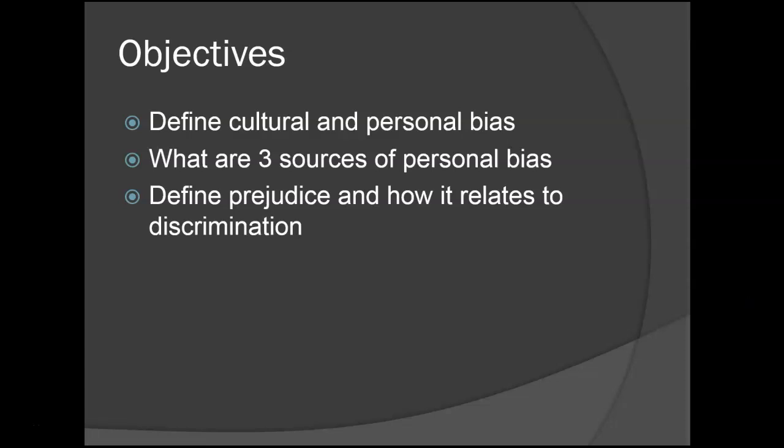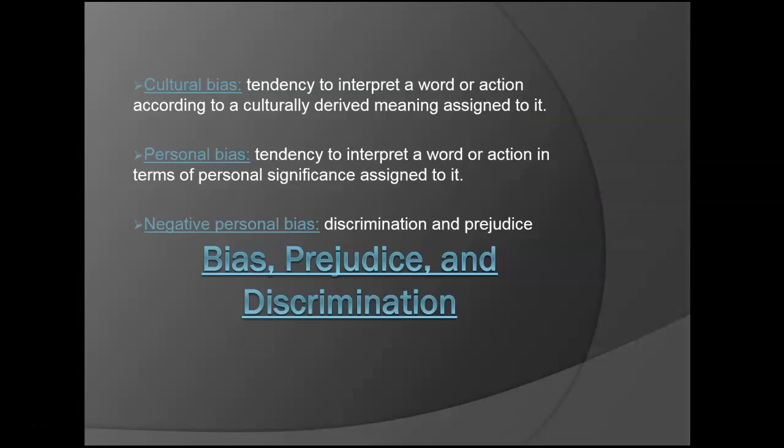Objectives: define cultural and personal bias. What are 3 sources of personal bias? And define prejudice and how it relates to discrimination. We're going to hit some other points on there too.